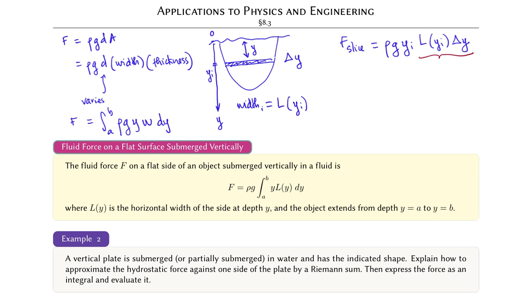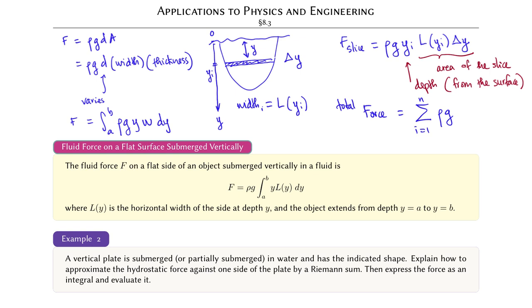Notice that L of y_i times delta y is the area of the slice and depends on how far below the water level it is. The widths vary. The depth is the distance from the slice to the water level. Rho and g are constant. Keep in mind that if we were to use the customary system, then rho g is delta.